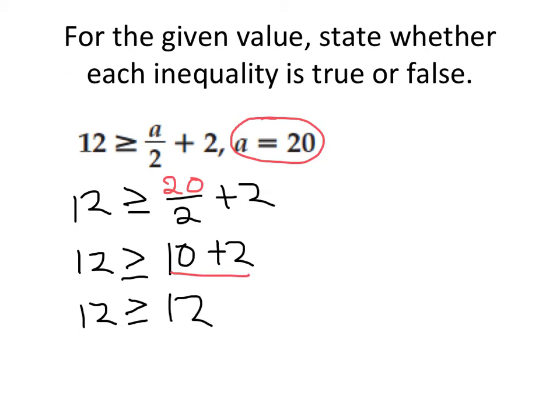Now let me evaluate this statement. Is 12 greater than 12? No, that's not true. But remember, we also have this equal, or this bar underneath. So is 12 equal to 12? Yes. 12 is equal to 12, therefore it is true. And that works because of the equal in this statement.